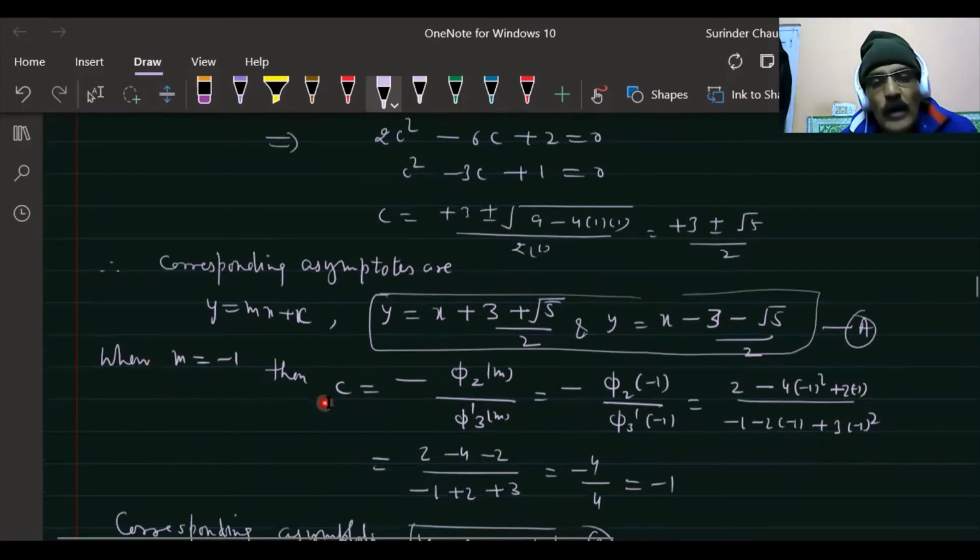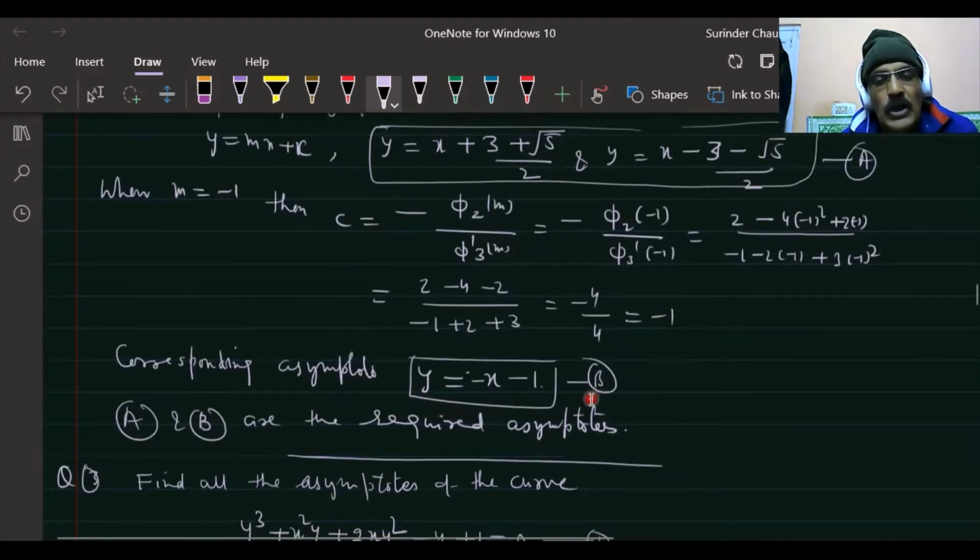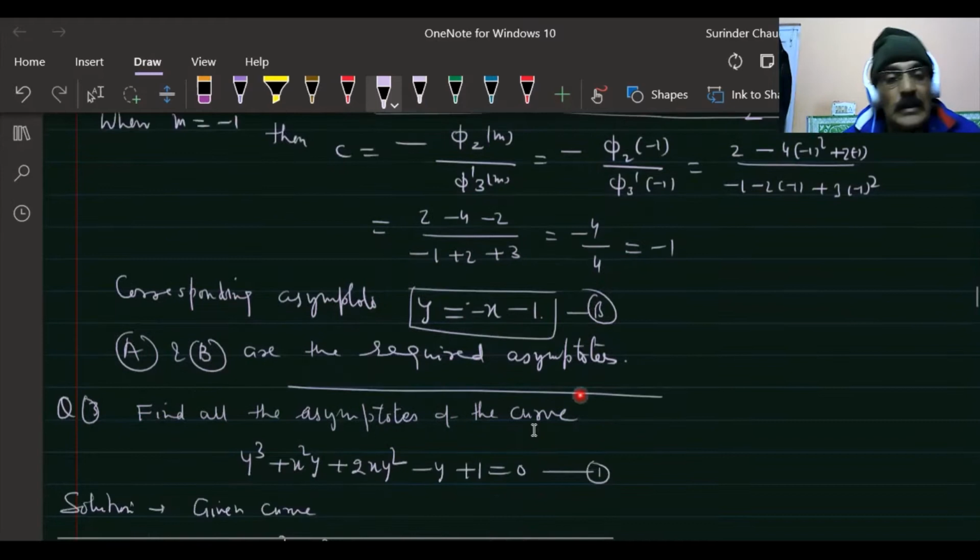Similarly, for m equal to minus 1, the value of c is given by c equal to minus phi 2 of m upon phi 3 derivative of m. Again substitute the values with m equal to minus 1 and find the value of c. Put the values of m and c in y equal to mx plus c, and we get the corresponding asymptote for the slope m equal to minus 1.